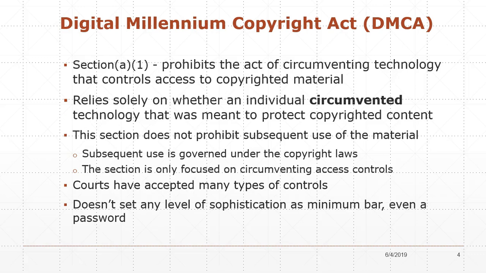So looking at Section A1, prohibiting the act of circumventing technology that controls access to copyrighted material. This relies solely on whether the individual circumvented technology that was meant to protect copyrighted material. The section does not prohibit subsequent use of the material, just the circumvention of the access control. The subsequent use is governed under the copyright laws, as would any other copyrighted content. So this section is really, like I said, focused only on circumventing access controls.